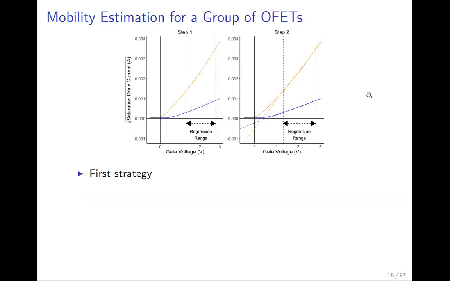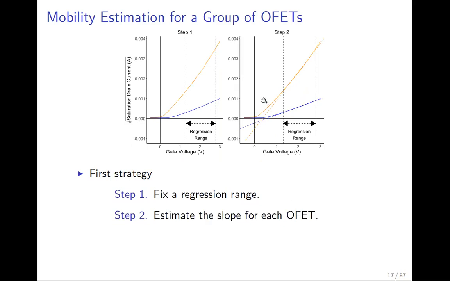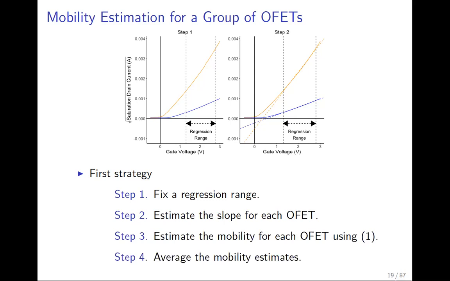Typically, there are multiple OFETs in an experiment. The OFETs may be grouped, and we may want to compute one mobility estimate for each group, as it would be more precise than any estimate for a single OFET. One strategy for doing this entails the following. First, we fix a regression range, as in the left panel of the plot. Second, we compute the slope for each OFET using that range, as in the right panel. Third, we estimate the mobility for each OFET using the formula shown earlier. Finally, we average the mobility estimates.